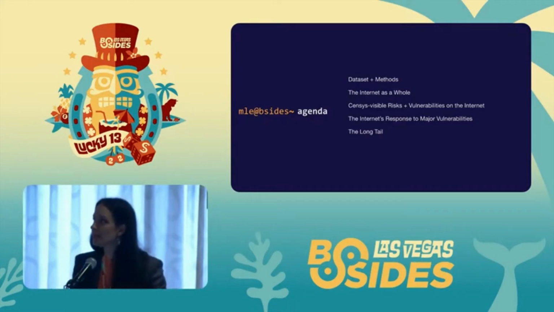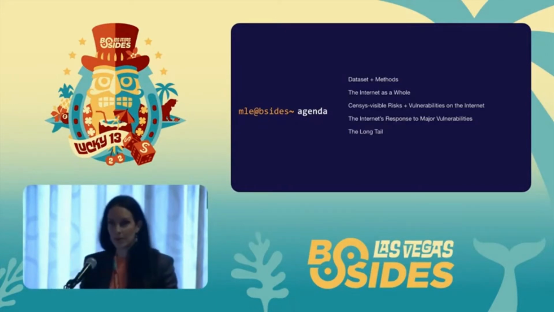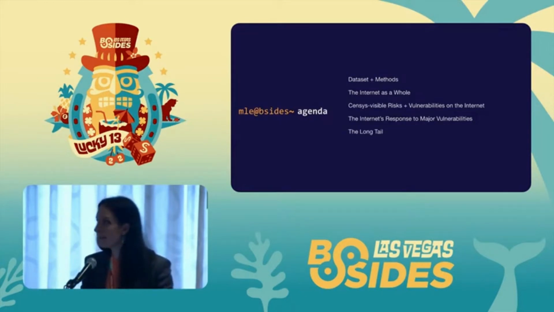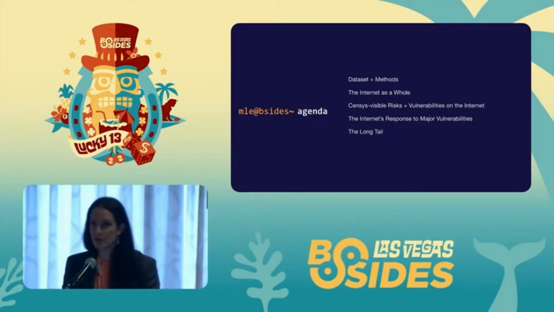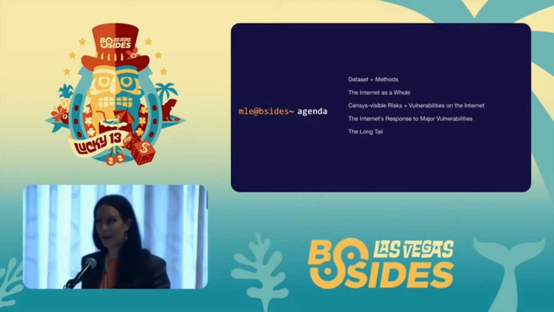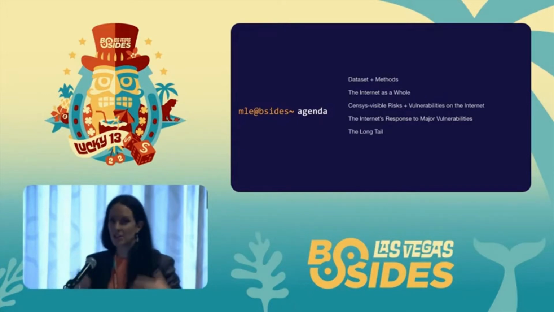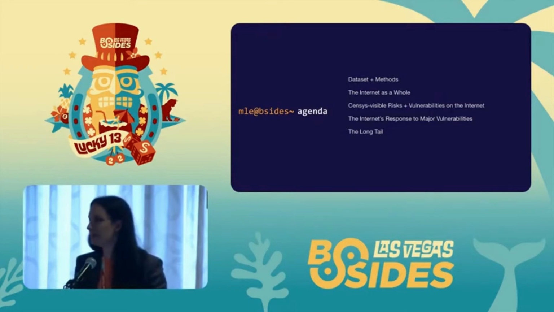And then we'll get into looking at census visible risks and vulnerabilities on the internet. You can't come to B-Sides and not talk about some really cool risks and vulnerabilities, so we'll be doing that. And then what is probably my favorite section is looking at the internet's response to major vulnerabilities. So we'll look at 3 high-profile vulnerabilities that came out over the last year and a half, and we'll look at how the internet responded to each of them. And they're actually quite different, and I think it's very interesting and raises some interesting questions about how we as a security community can get better about patching and upgrading and fixing these things when they happen.